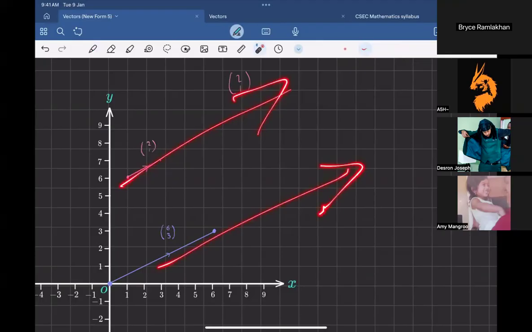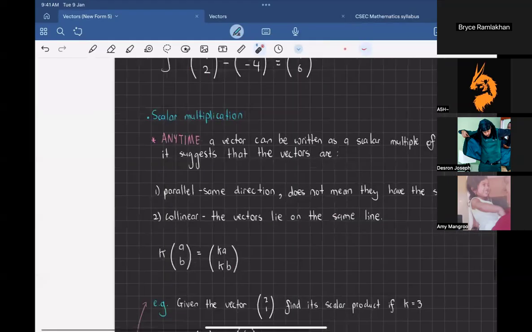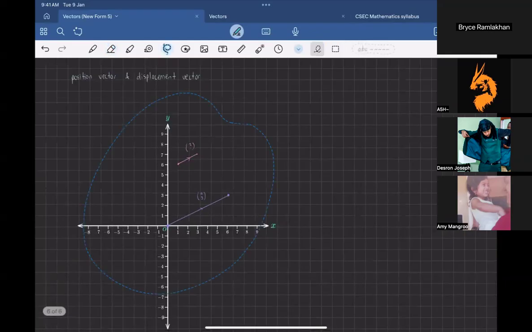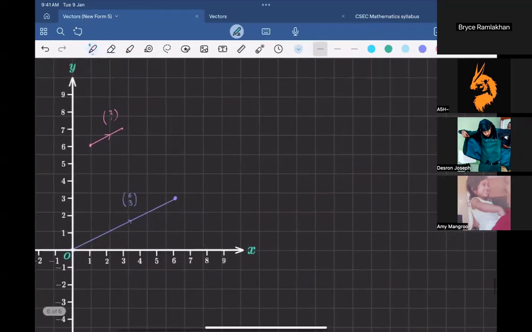So would it be collinear? Oh, wait. No. It would be parallel, but it would not be collinear. You could actually be asked to figure out if it's collinear, if it's parallel. So in this example, I would say the two vectors are parallel, but not collinear. Why am I saying they are not collinear?